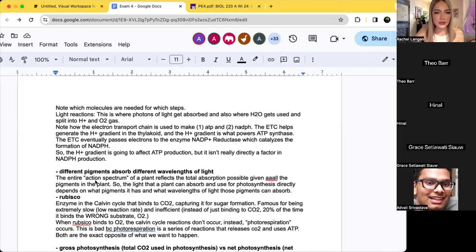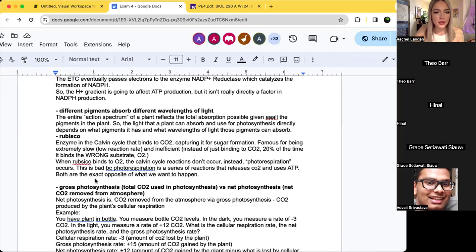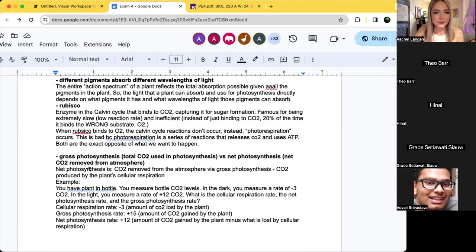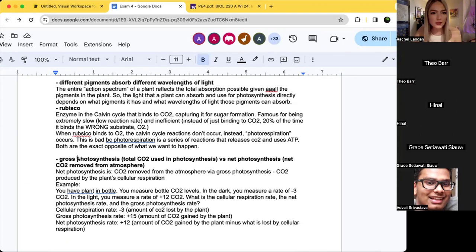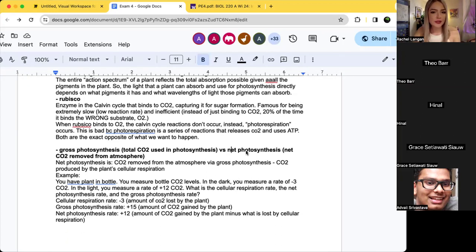Okay, I just made some other notes. Gross photosynthesis versus net photosynthesis. So gross photosynthesis is all of the carbon dioxide that's used up by the plant in photosynthesis. And net photosynthesis is all of the carbon dioxide that's used up minus the contribution of the carbon dioxide being produced by cellular respiration.